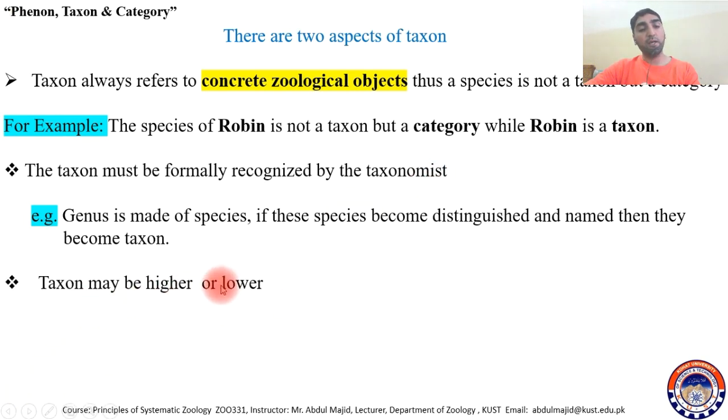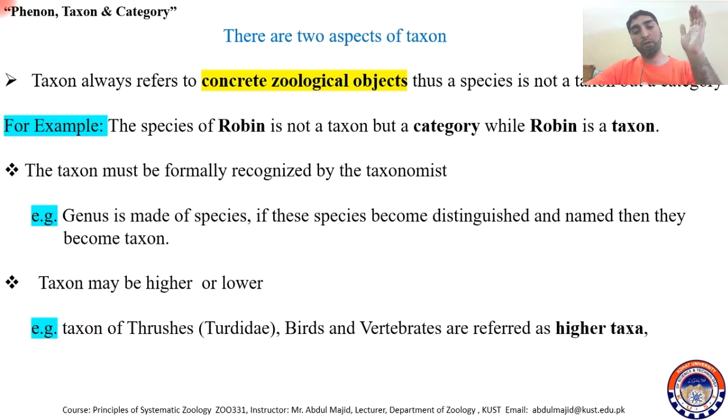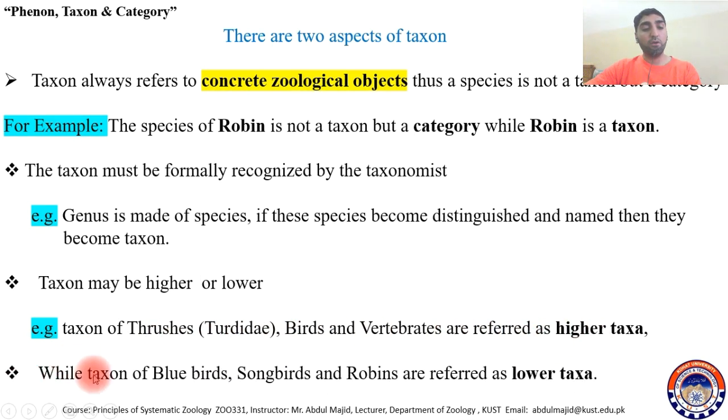So a taxon may be a higher or lower taxon. When you go up in the hierarchical classification, like for example, vertebrate is a higher taxon, and if you come to the robin, robin is a lower taxon. For the taxon of thrushes, Turdidae is the name of the family. Birds and vertebrates are referred to as higher taxa because they are at a higher level, while the taxa of bluebirds, songbirds, and robin are referred to as lower taxa because they are in the lower categories.